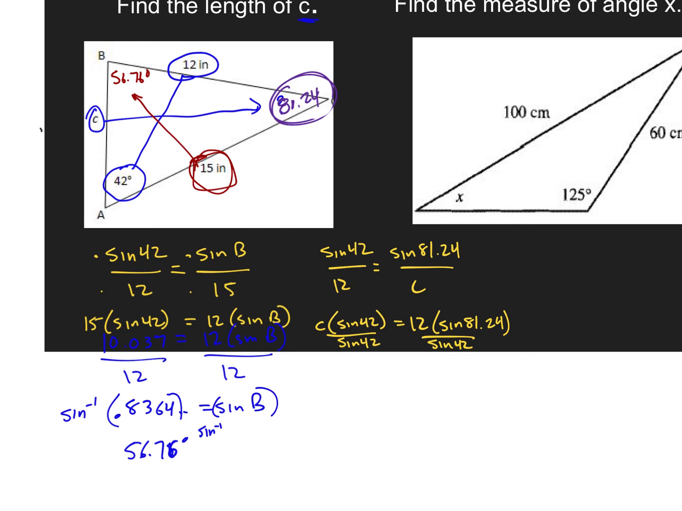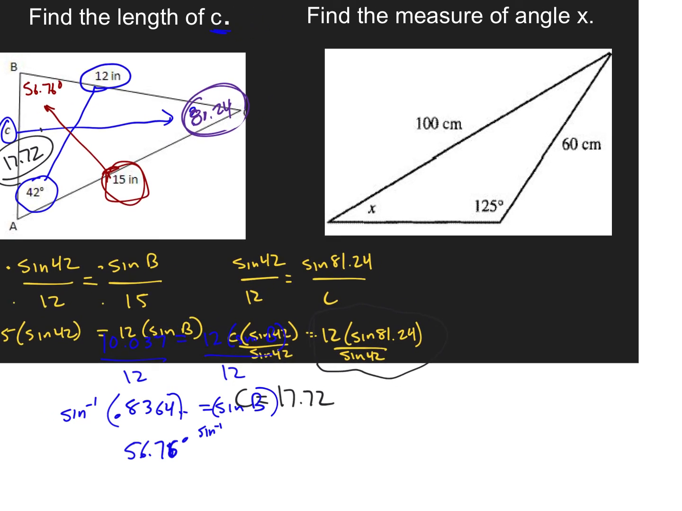So then C equals, and you can put all of this into the calculator almost at once. If you take sine of 81.24 times 12 divided by sine of 42, you end up with 17.72. So that's how long that side is, 17.72. Now that's a complicated one. This would be an extensive one. This one would take you a while. This would be a more difficult problem that I would ask you to solve.